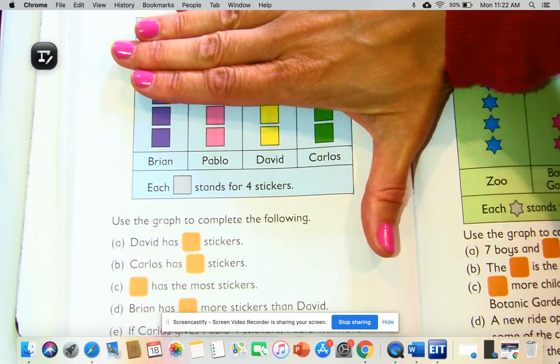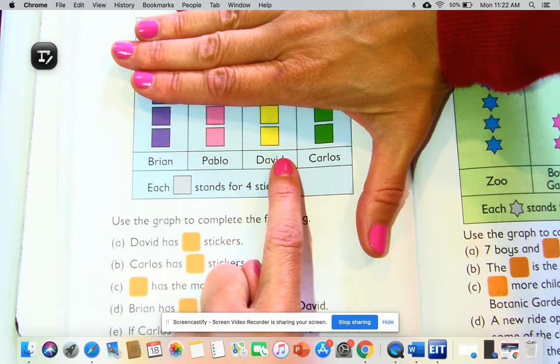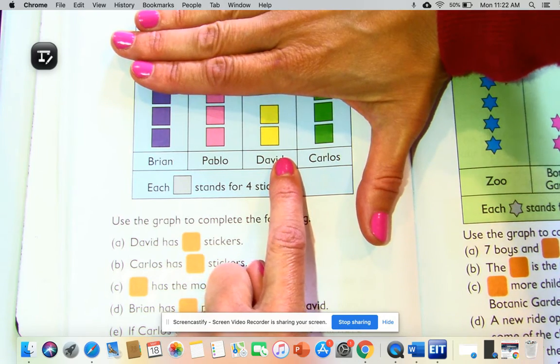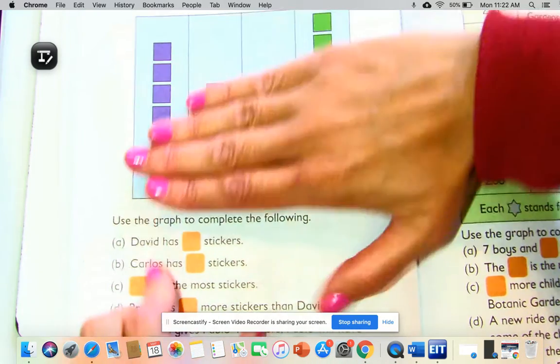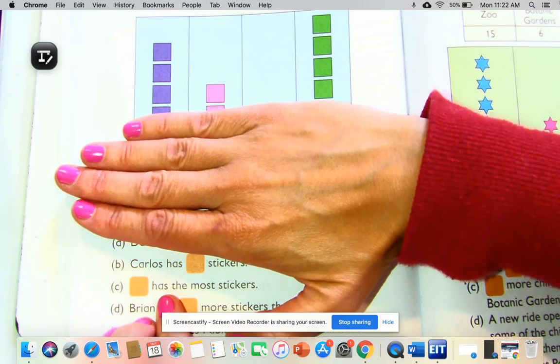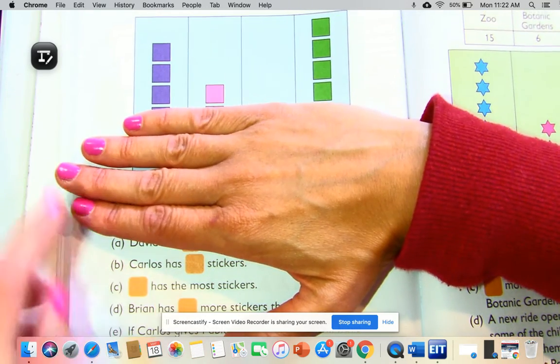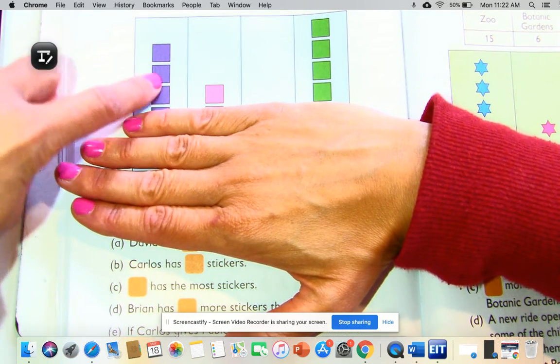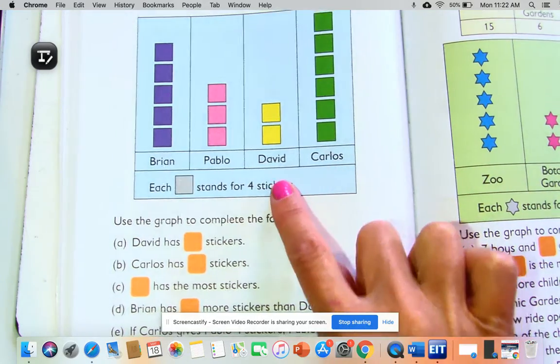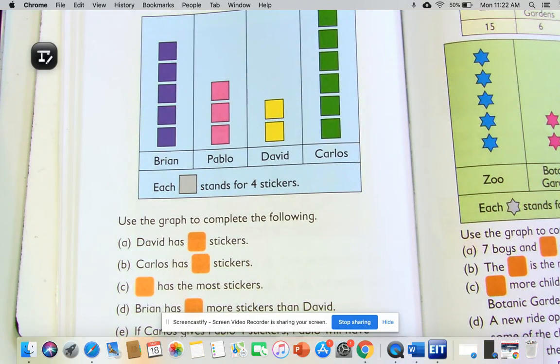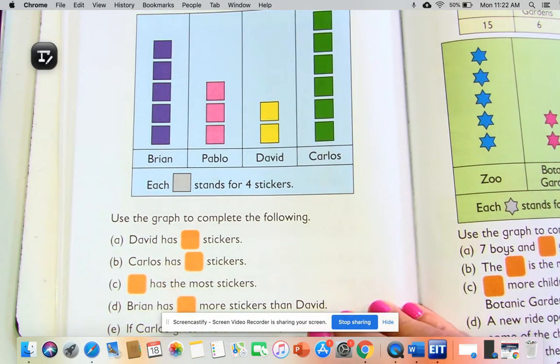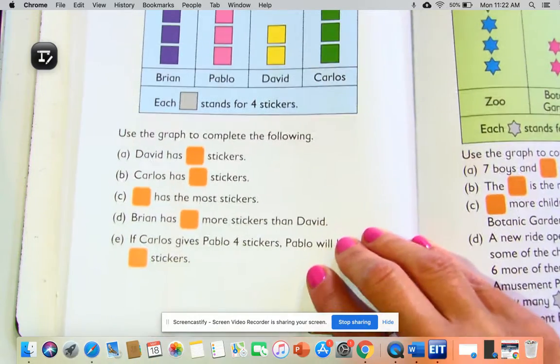So we could also look at it this way. If it were just like this, Brian and David have the same amount, but then I cover it up. Oh, David doesn't have any more. Could do it this way too. And then we could see 1, 2, 3 extra squares, and each of those are 4. So Brian has 12 more stickers than David.